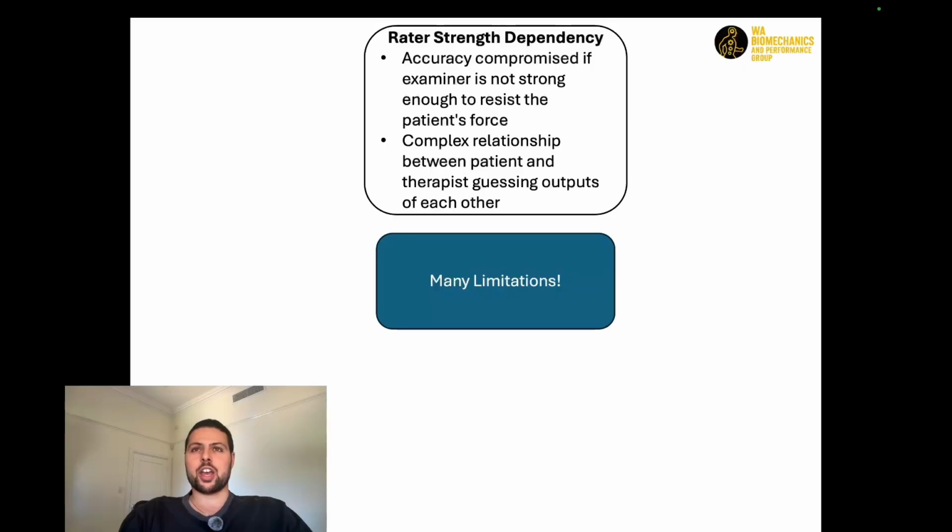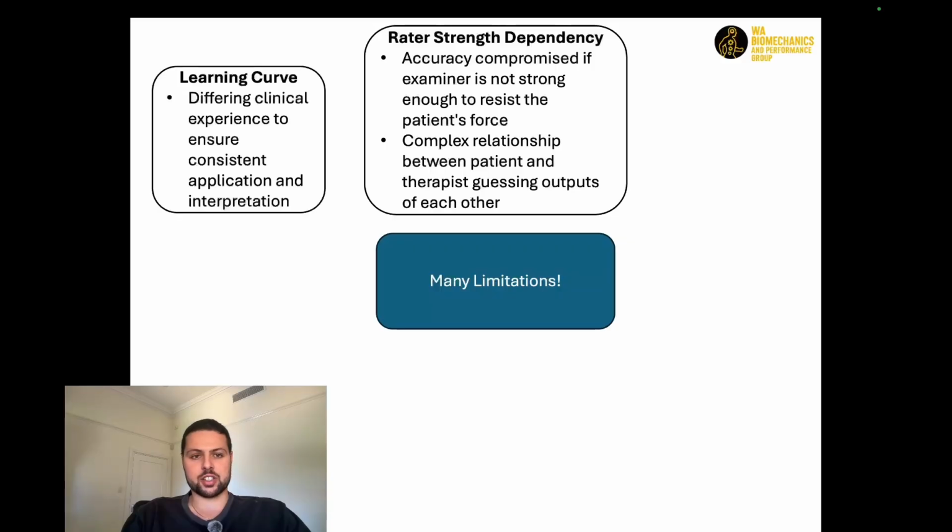And then also, handheld dynamometry, especially if it's not externally fixed, has this complex relationship between how much the patient feels the therapist can resist and how much the therapist feels the patient is going to resist, to try and keep it isometric, especially when we're doing freehand again. So it's like this complex interplay of the two central nervous systems of the therapist and the patient. So it's quite limited there if we're freehand testing.